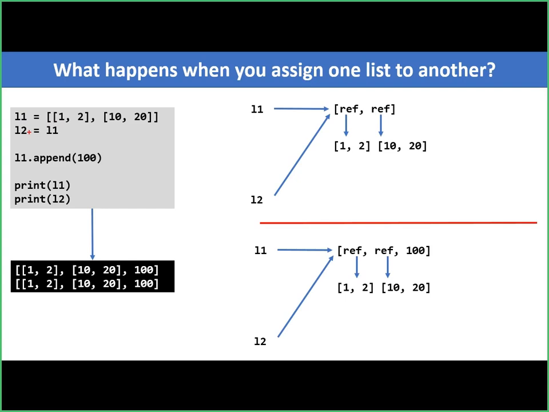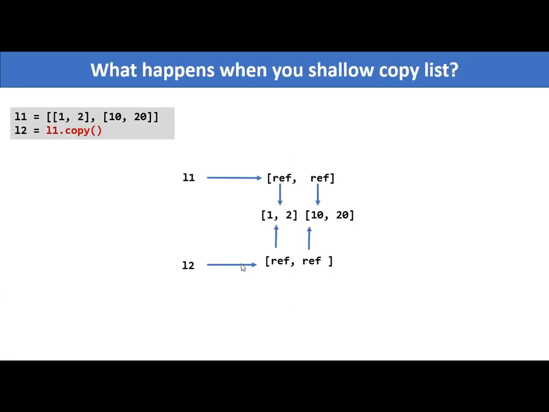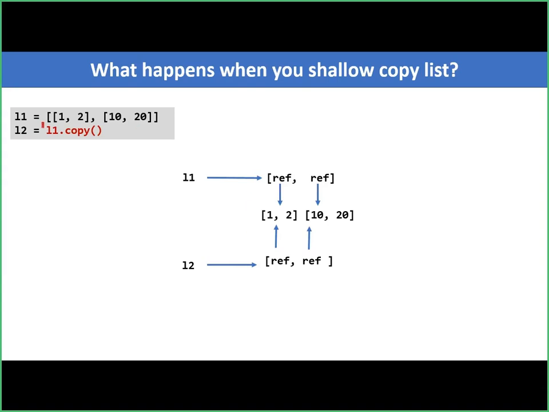So if you see the addresses of L1 and L2, they are exactly the same. So any change you make to L1 is reflected in L2, because you are making a change to L1 and your L2 is referring to the same list, so it sees all the changes. Okay, this is simple assignment. Let's talk about shallow copy. You can make a copy of a list using the copy method of the list object.